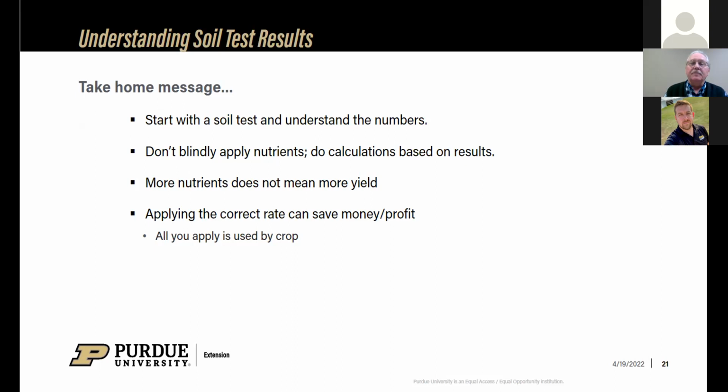So again, don't blindly apply. Look at your numbers, do the calculations. Most labs are really good about doing the calculations for you. They'll give you that estimate of what you need for your space. More nutrients doesn't always equal more yield. At some point, the plant can't take up more. It's just physically impossible for that plant to do it. So we really want to look at the data that shows us what our plants need, and make sure we've got the rates that match your crop or your plant. And then apply the correct rate.